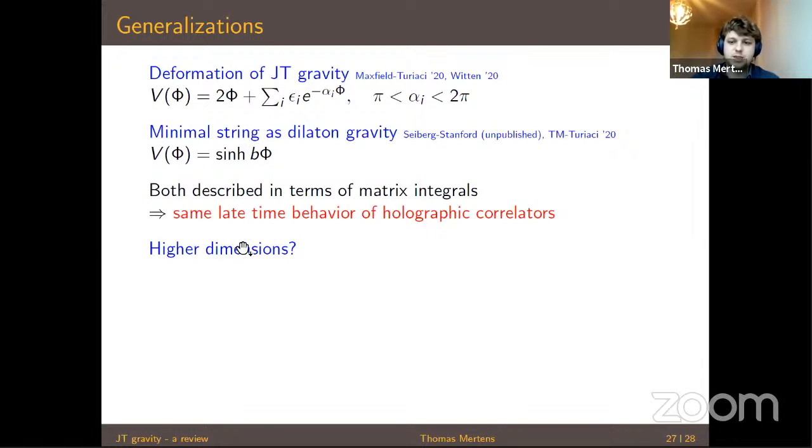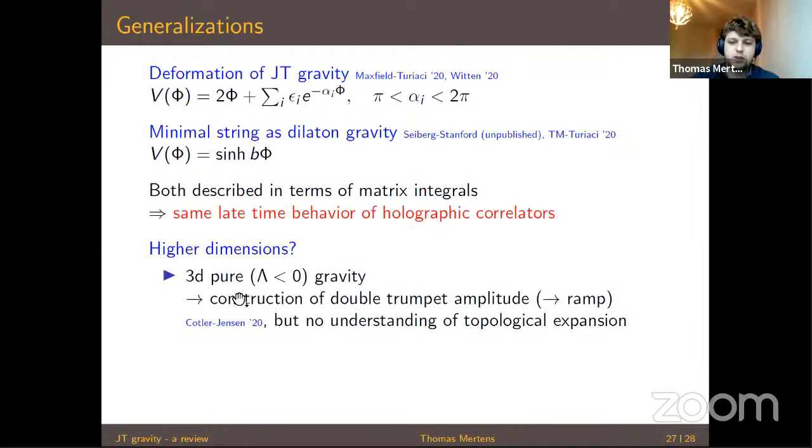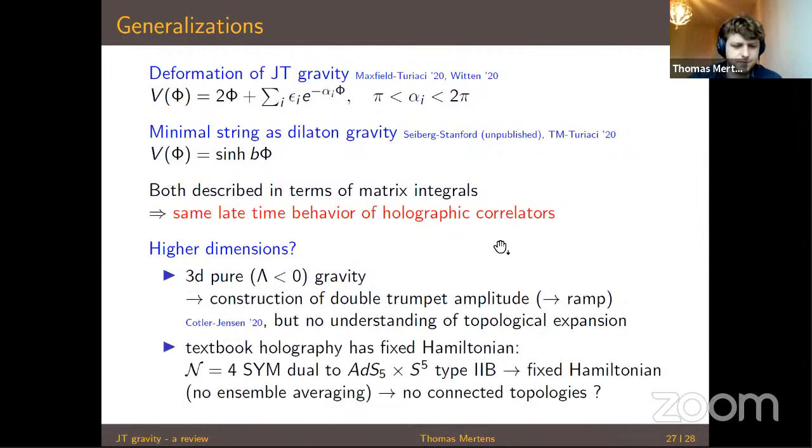And then finally, you can ask about what about higher dimensions? So for instance, for 3D pure gravity, there is a construction of this double trumpet amplitude, which in JT gravity gave you this ramp region of the late time behavior, by Cotler and Jensen in 3D. But there is no understanding of the generic topological expansion in 3D.